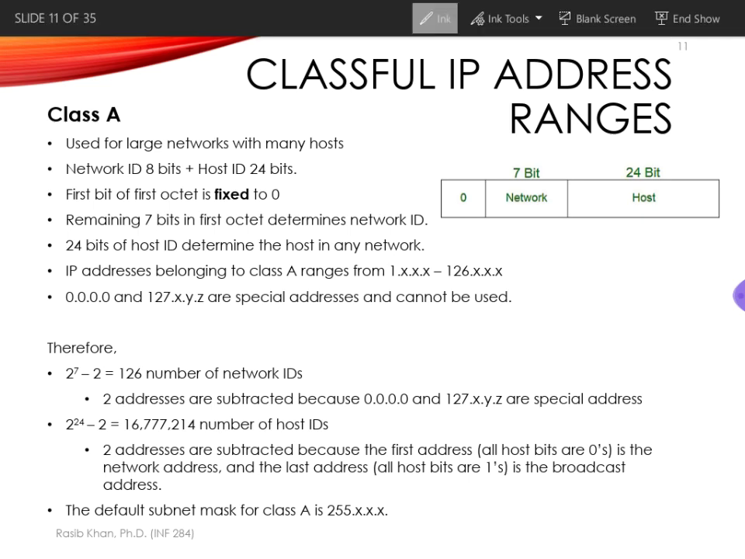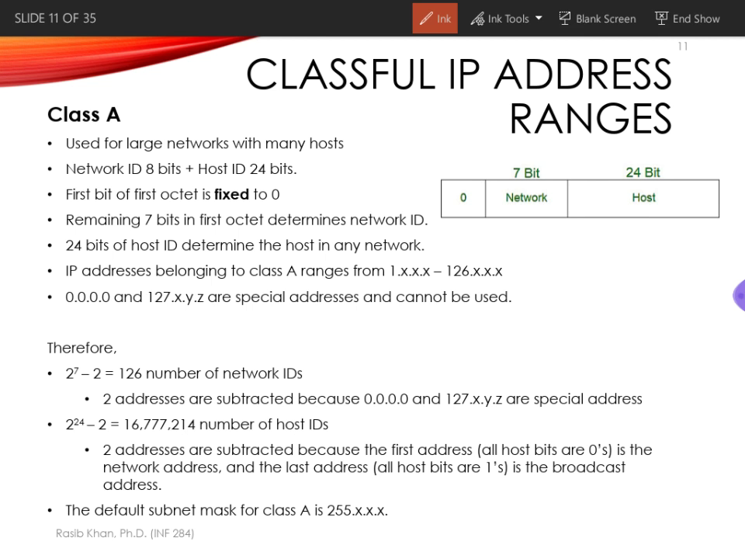We know that there are 5 different classes of IP addresses in classical IP addressing, namely classes A, B, C, D, and E. And we will try to break it down a little bit further to understand how other information could actually be inferred in the way the bits are organized for these IP addresses.